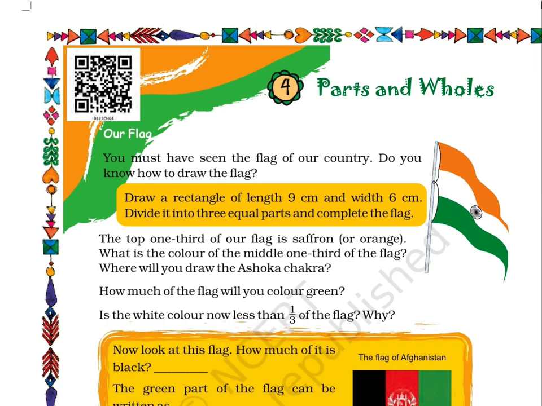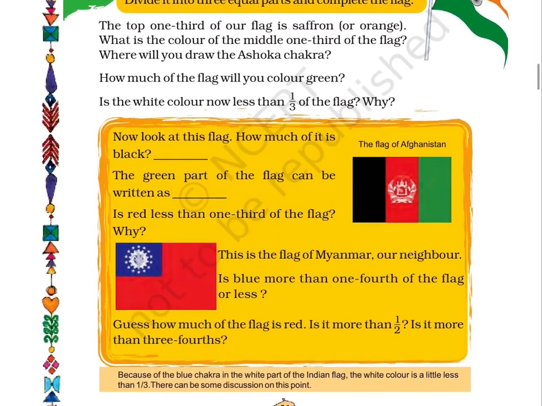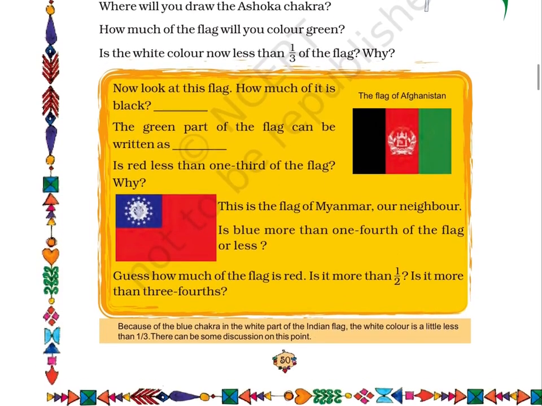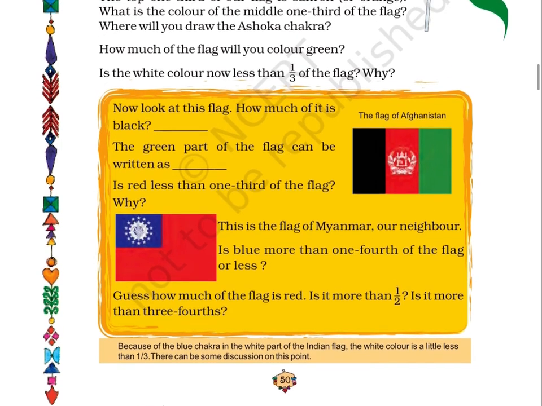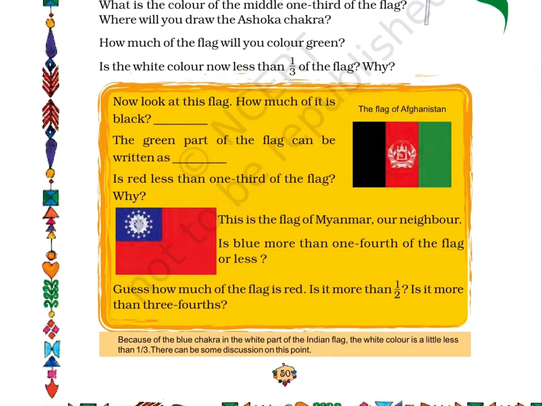Why? There is a yellow box below this in which there are 2 different flags. The first one is the flag of Afghanistan, and the second one is the flag of Myanmar. Now, observe this flag. How much of it is black? Dash. The green part of the flag can be written as dash. Is red less than 1/3 of the flag?